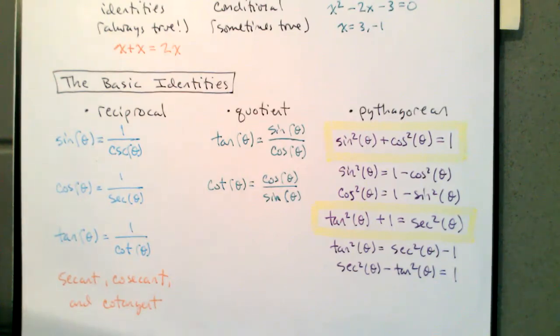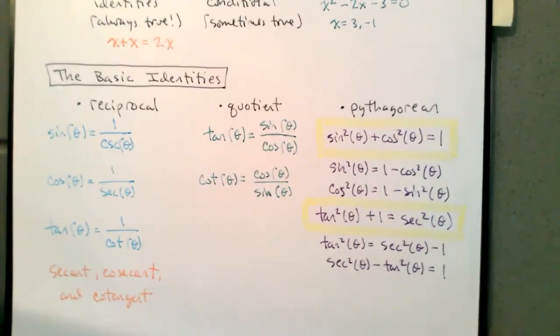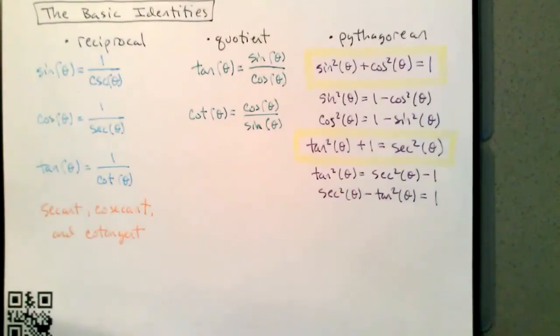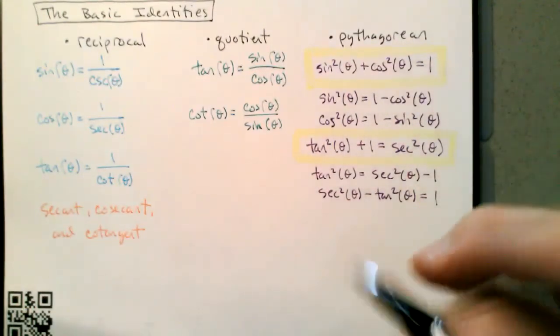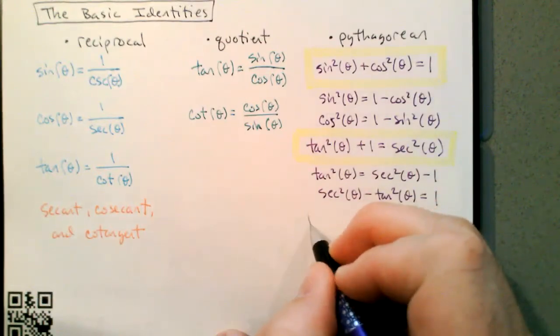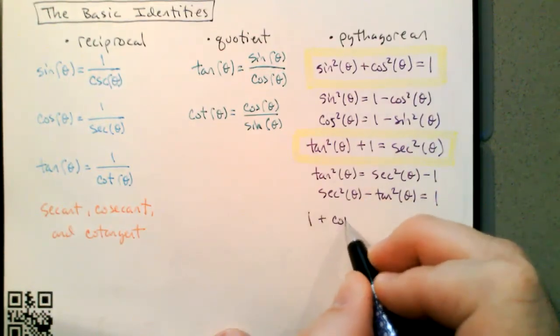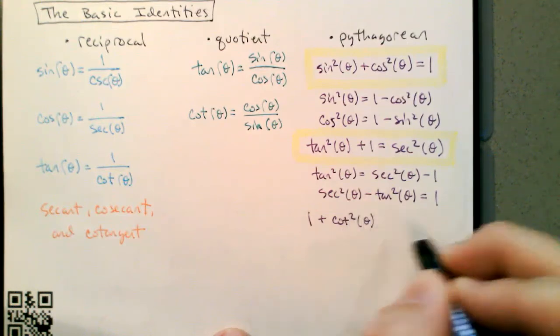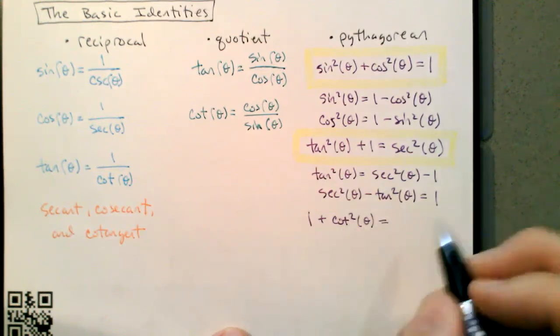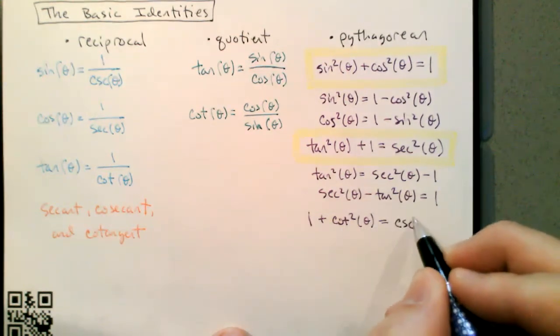So I'm going to take my sine squared plus cosine squared equals 1 and divide everything by sine squared this time. Sine squared divided by sine squared is 1. Cosine squared divided by sine squared is cotangent squared. 1 divided by sine squared is cosecant squared.